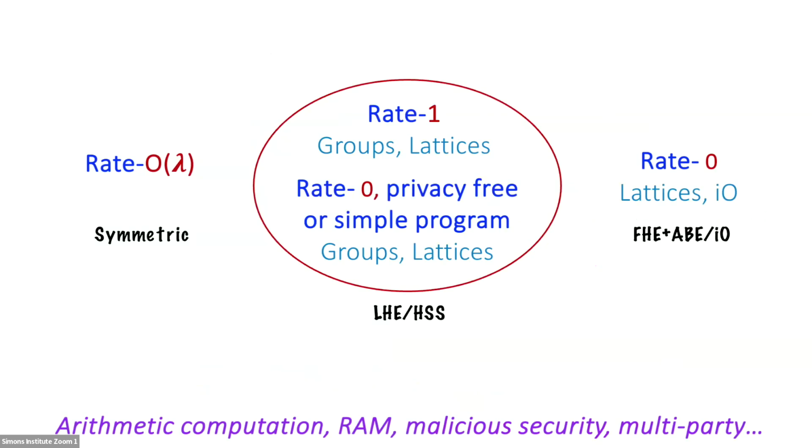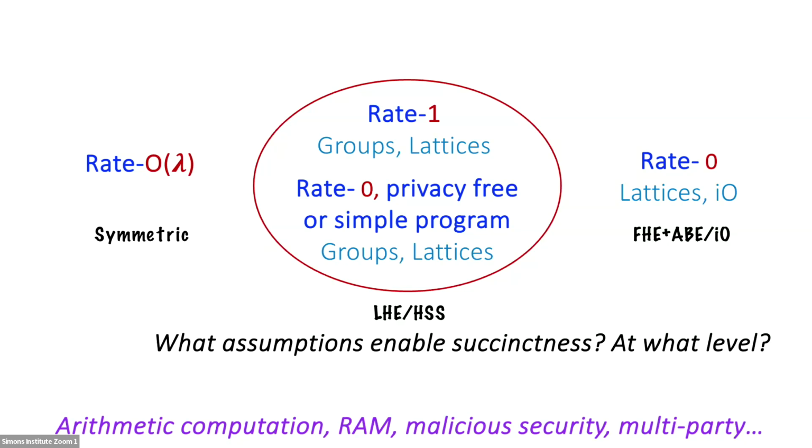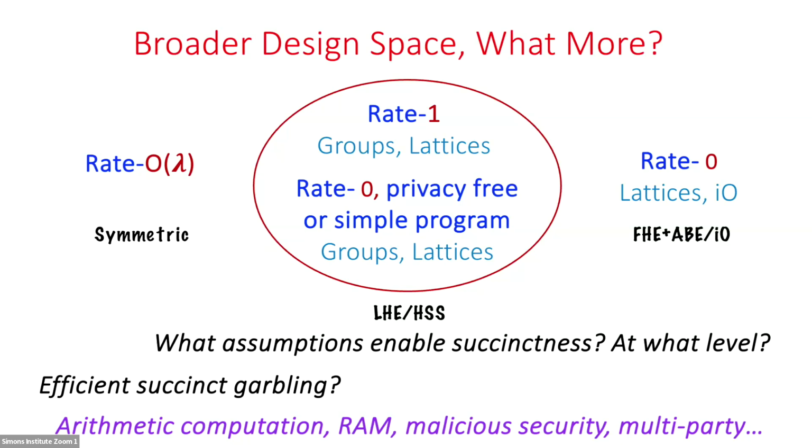Okay, so that's what I wanted to tell you. So in between is a great space. We've already made some advances using linear homomorphic encryption and HSS. But still, the 2 questions remain widely open. And the even bigger question is, with this broader design space, what more can we bring to garbling? Thank you.